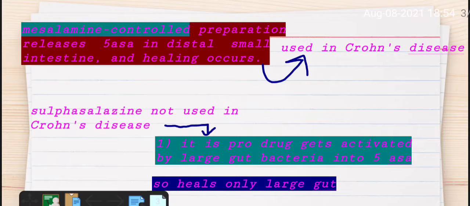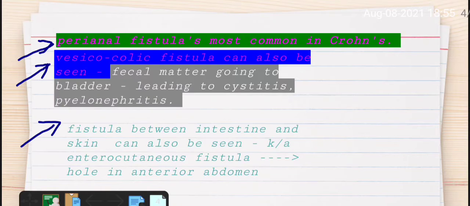But in Crohn's disease, the primary site of disease is the ileum. So sulphasalazine is not used, but mesalamine, which is a controlled release preparation, releases 5-ASA in the distal small intestine, which is the ileum, where healing is required and occurs. So it is used in Crohn's disease. This is the basic difference, and I want you to keep in mind again that sulphasalazine is not used in Crohn's disease.